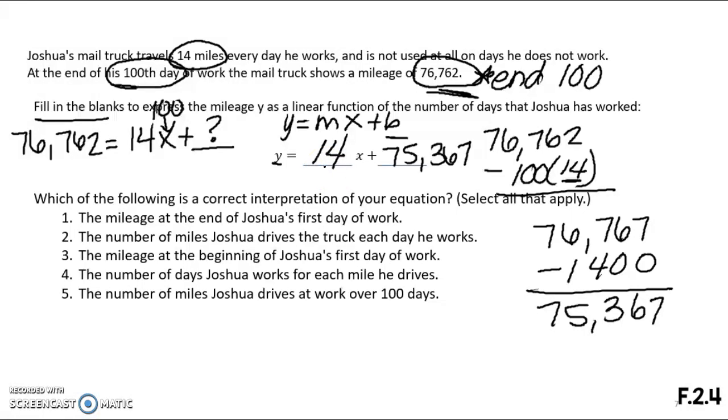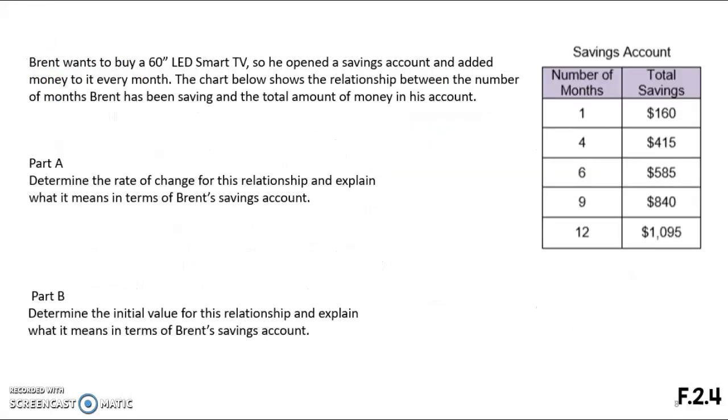Which of the following is a correct interpretation of your equation? Go ahead and pause here and read through these. Your correct answers would be the number of miles Joshua drives the truck to work each day. They definitely gave us that, 14 miles per day. And the mileage at the beginning of Joshua's first day of work. I could figure that out from this equation, because this is how many miles he initially started with. So he started with 75,367 and he ended with 76,762. All right, moving right along.